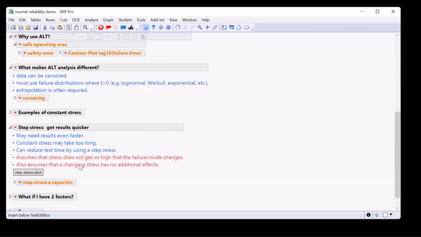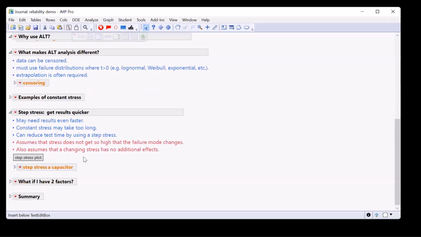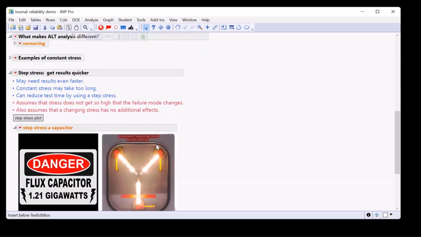Hope that's clear. So let's talk about step stressing a capacitor.